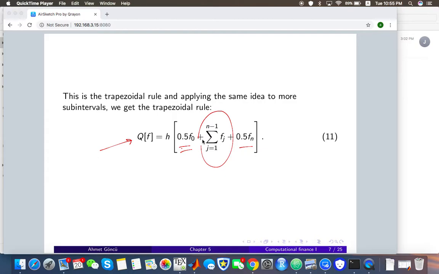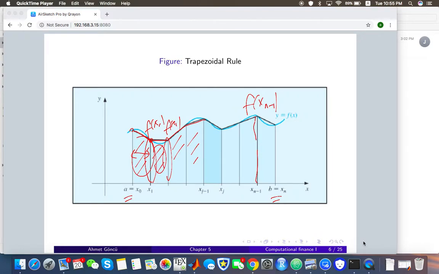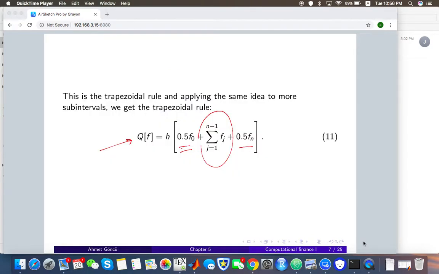So this is the logic behind how we get this quadrature formula in order to approximate the area under the curve f of x. Basically, everything is coming from the geometric interpretation here. You can see that we have each of these trapezoids, and if we sum the areas of these trapezoids, we get this general representation.